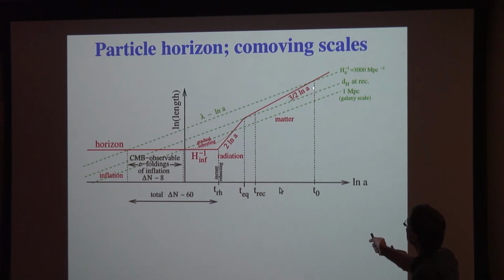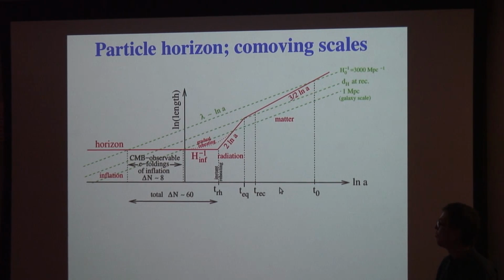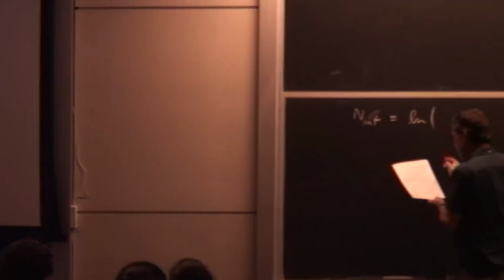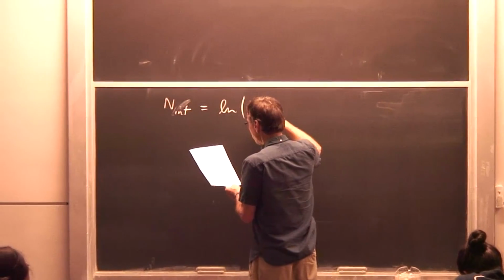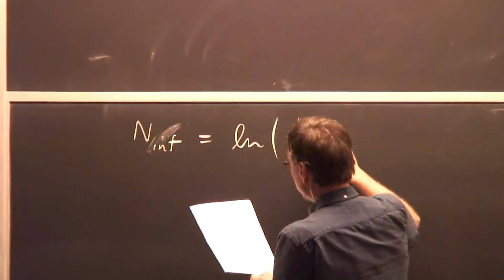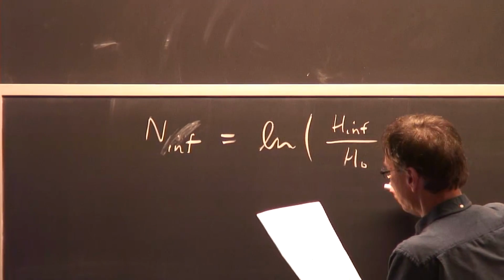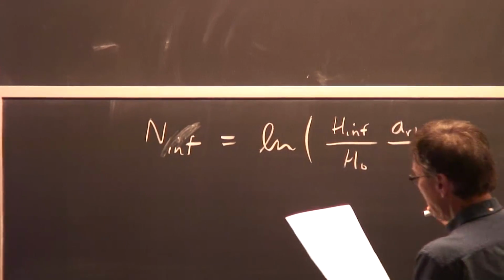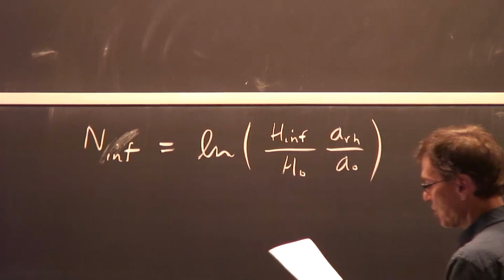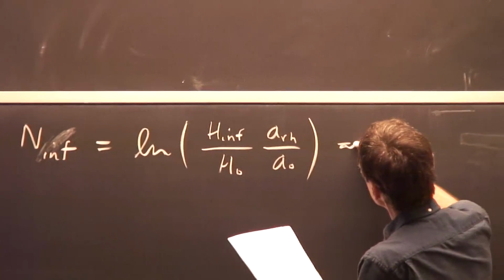Okay, so we just are looking at this leg of the triangle versus this leg of the triangle and saying the slope has to be 1. And so if you do that, then you get a very simple expression for the number of e-foldings during inflation, solving the equation I wrote down before. You just get Hubble during inflation versus Hubble today, and the reheat scale factor versus the present scale factor, and this is approximately.